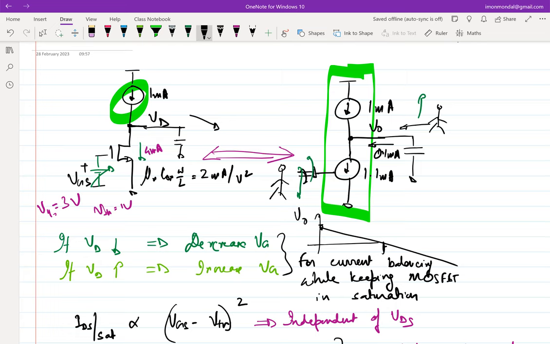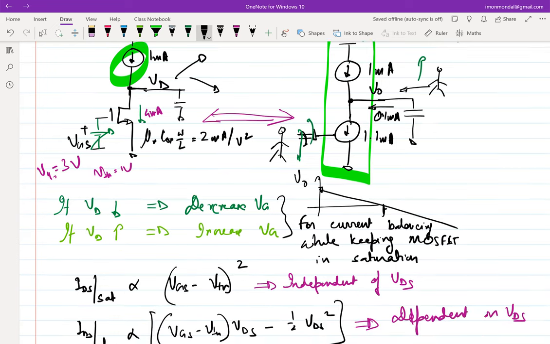And if it's going the other way around, if VD is increasing, which means I know that it's in saturation, but the transistor is not well balanced in the sense that my MOSFET is weaker than whatever it needs to be. If VD is increasing, which means that I am pulling out less current than I am pushing into that node, right? If I push in more current than I pull out, that voltage will increase.